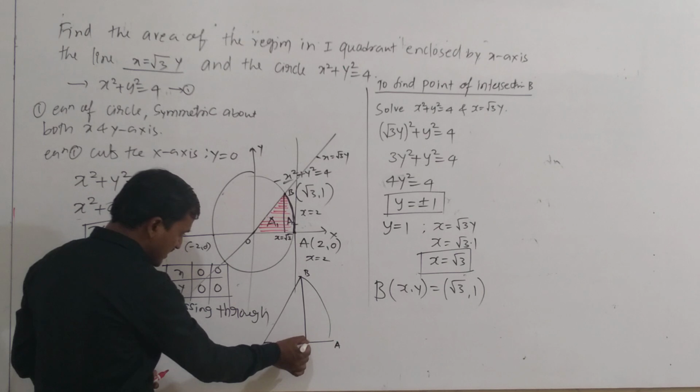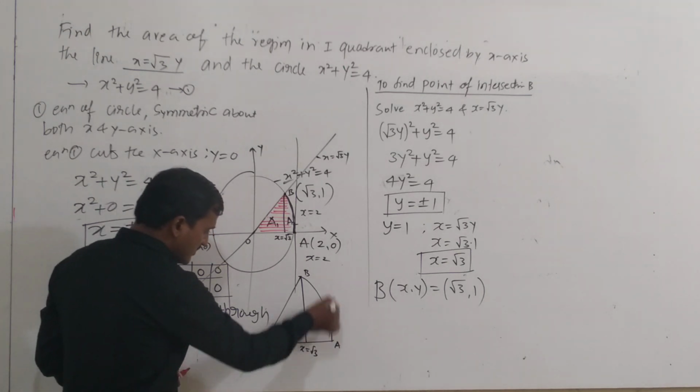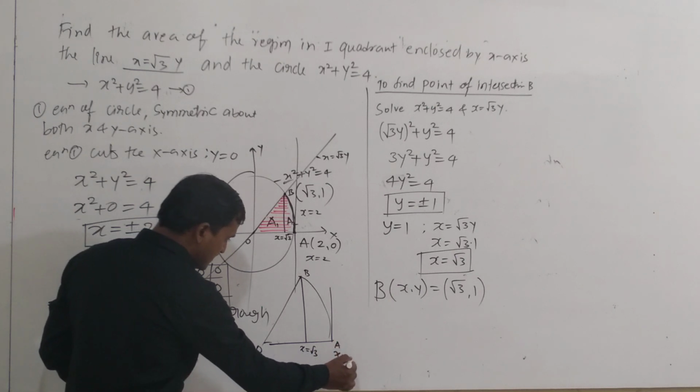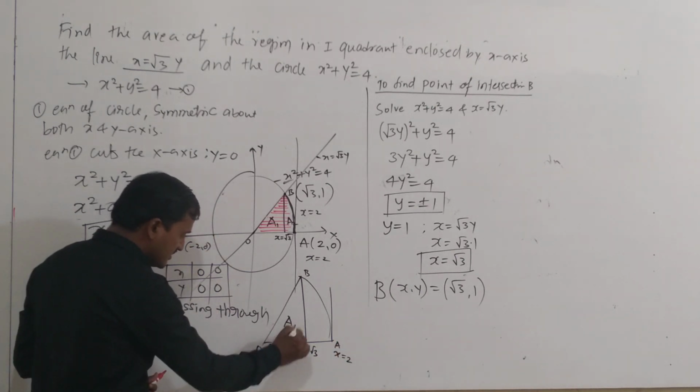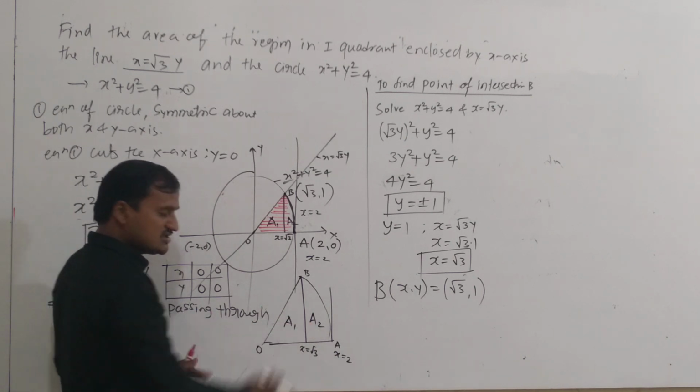To find this area, here I got the value of x equal to root 3, and here one more line is there. The value of x is here 2. Now actually I should find this one and this. Required area is A1 plus A2.